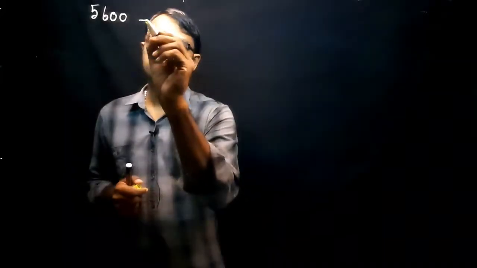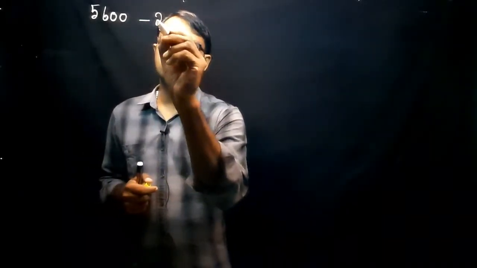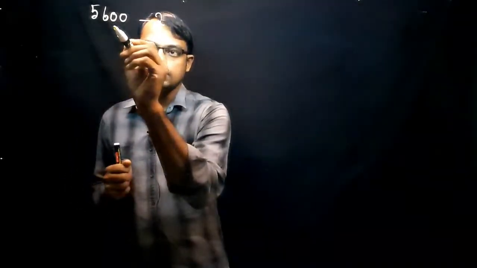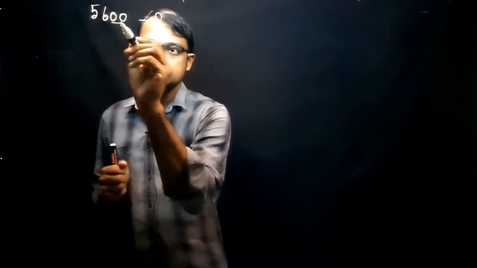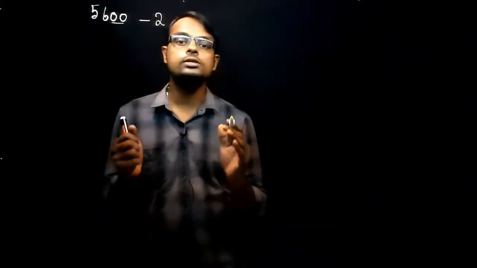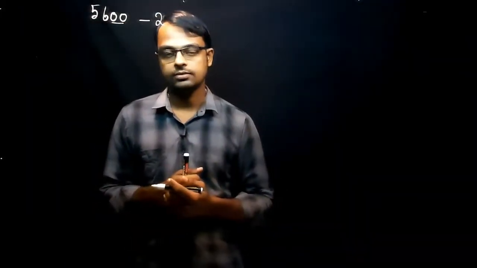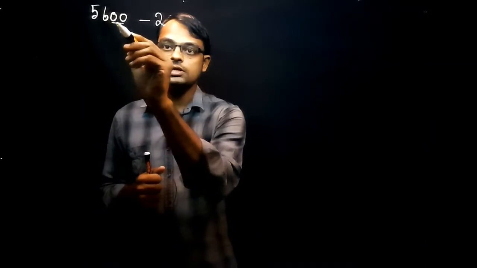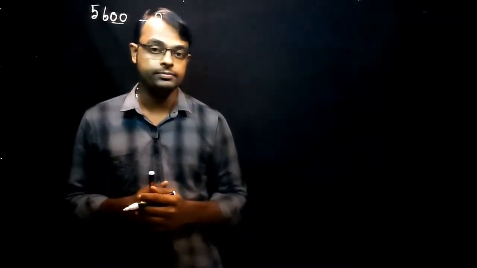You can see here the significant figure in this number is equal to 2. So what is the rule talking about here? Usually in a whole number, the last zeros are not significant. Clear? So usually we can say the number of significant figures in 5600 is equal to 2. But note one point here.